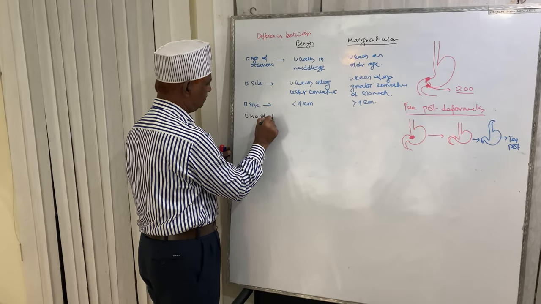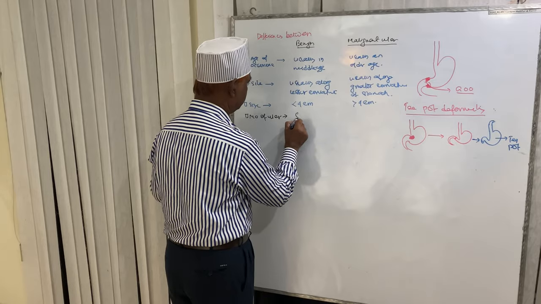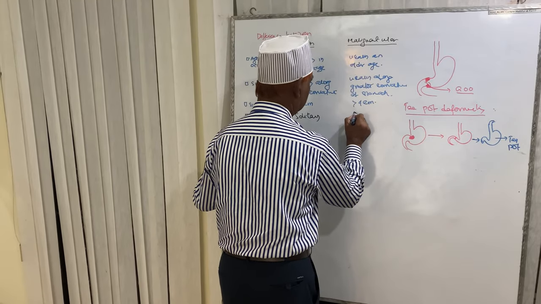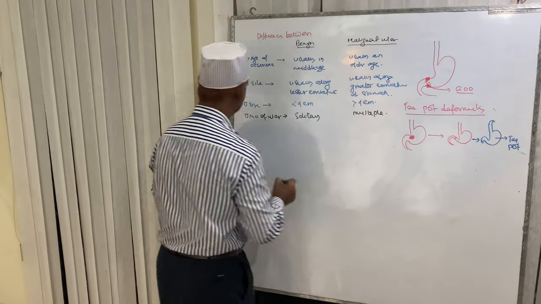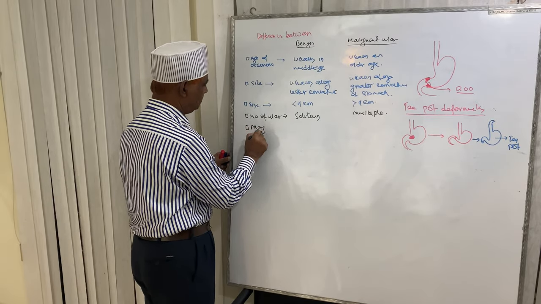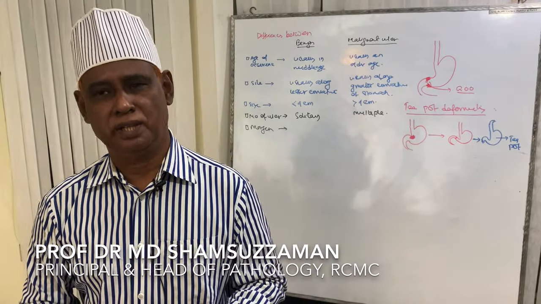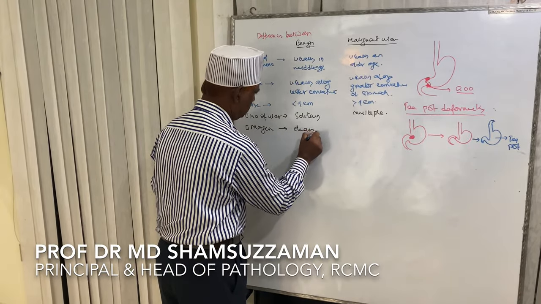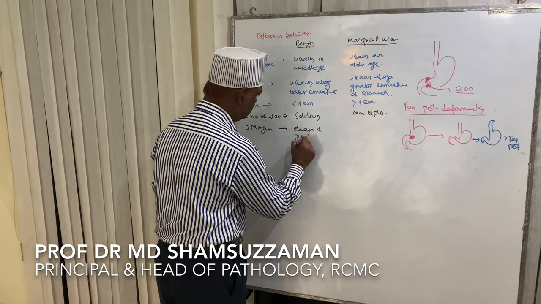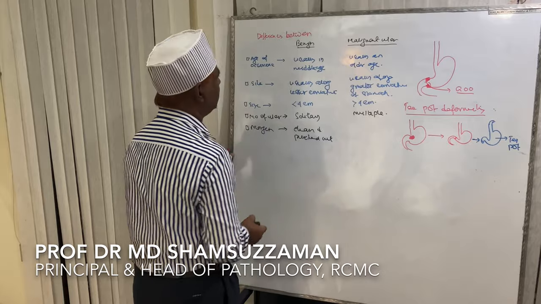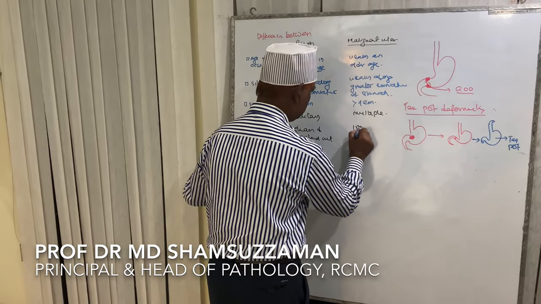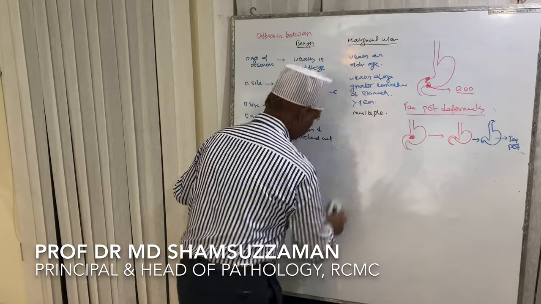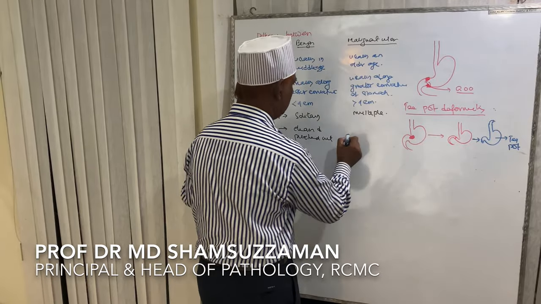Number of ulcer. Benign usually single or solitary, but malignant usually multiple. Margin of ulcer. The margin of benign gastric ulcer is clean, and it has a punched out appearance. But the margin of malignant ulcer is irregular.